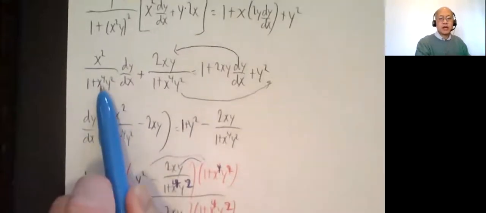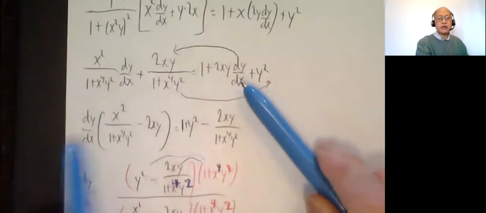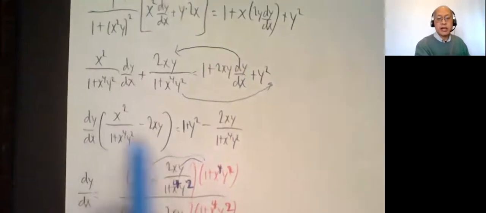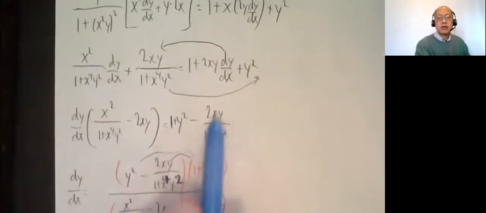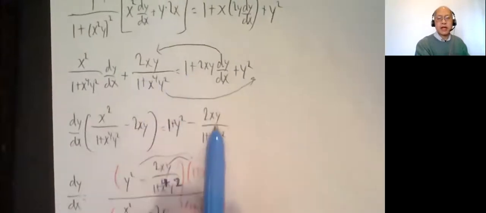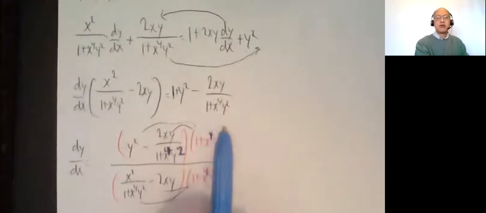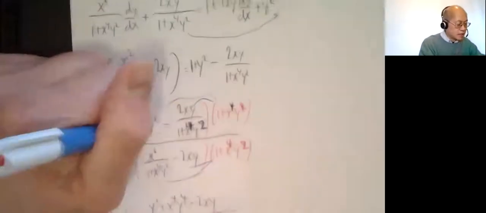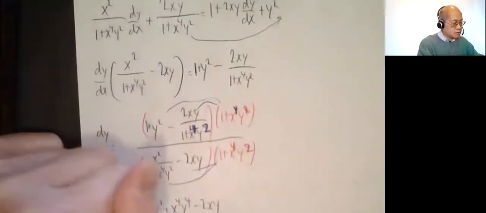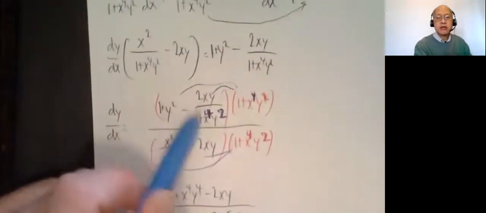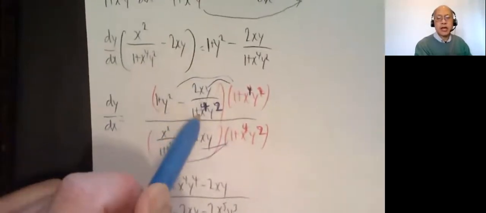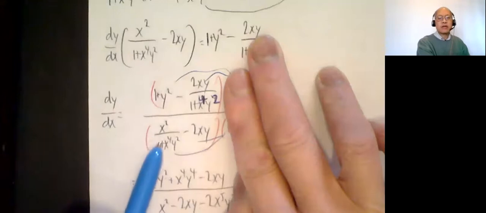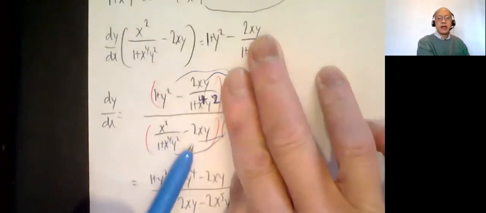So dy/dx is this one and this one. When this comes over, it's a minus. So x squared over one plus x to the fourth y squared minus 2xy, dy/dx equals 1 plus y squared, and then this mess came over as a negative, so negative 2xy over 1 plus x to the fourth y squared. Okay, so now you just divide both sides by this, which is extremely messy, and yeah, sorry, I left off the 1 here also. So I have 1 plus y squared minus 2xy over 1 plus x to the fourth y squared, divided by all of this, x squared over 1 plus x to the fourth y squared minus 2xy. Okay, that's a big mess.